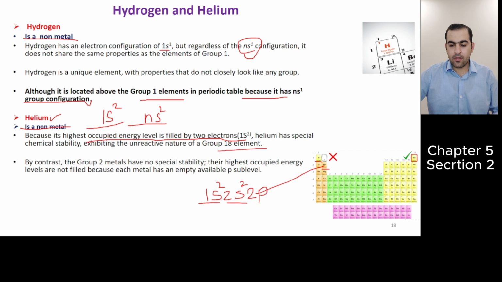2p. And the second energy level fills with 8 electrons. But for the elements of the second group, they have only 2 electrons, and the p sublevel is empty, it doesn't contain any electron. That's why group 2 elements are not stable, because they have only 2 electrons in their outermost shell. But helium, we know, fills with only 2 electrons. That's why helium is stable, and the other elements of group 2 are not stable.